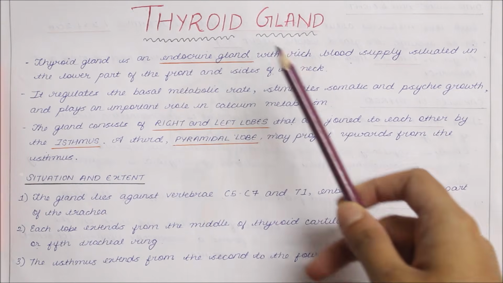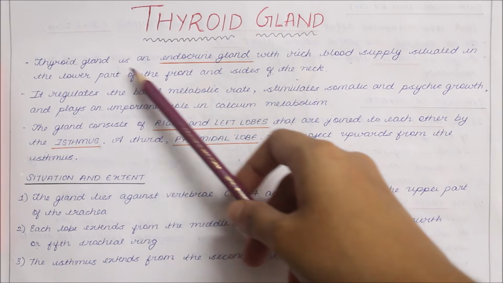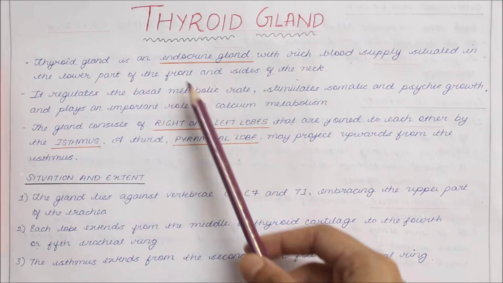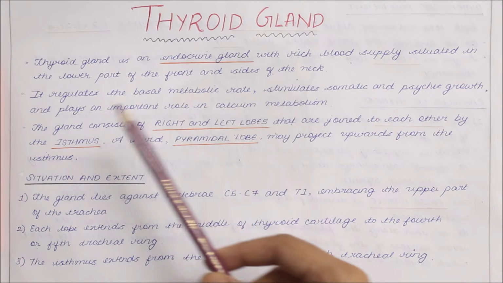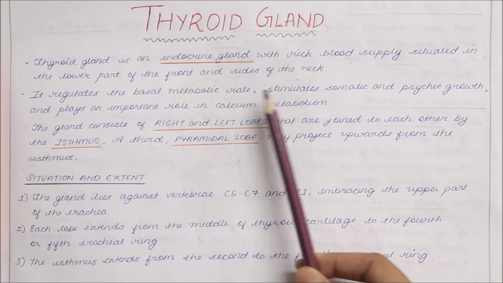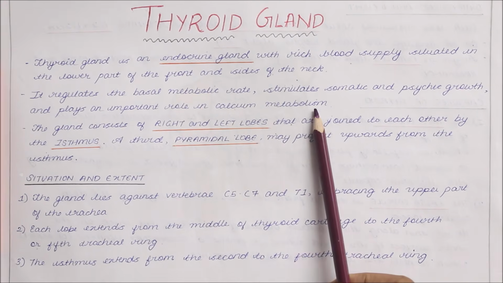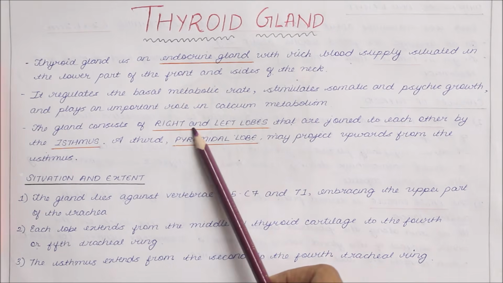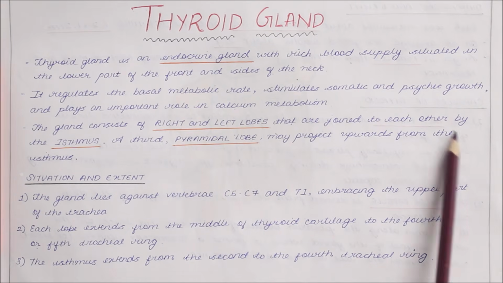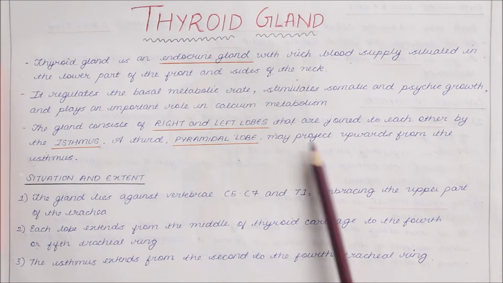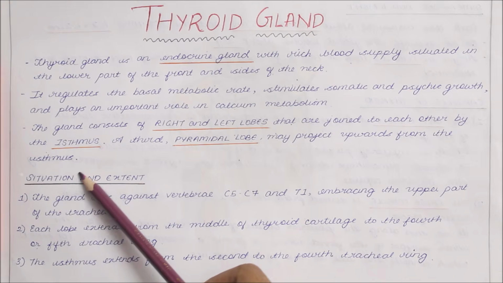Now summarizing the important points in detail, the thyroid gland is an endocrine gland with rich blood supply situated in the lower part of the front and the sides of the neck. It regulates the basal metabolic rate, stimulates somatic and psychic growth and plays an important role in calcium metabolism. The gland consists of right and left lobes that are joined to each other by the isthmus. A third pyramidal lobe may project upwards from the isthmus.